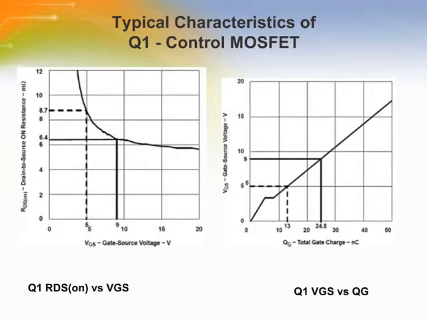This slide shows typical characteristics of Q1 control MOSFET. Graphs here highlight the RDS-on values at gate source voltage 5 volts and gate source voltage 9 volts for control MOSFET Q1. Since it is more prone to switching loss, Q1 is normally selected based primarily upon lower gate charge, with secondary consideration given to RDS-on.